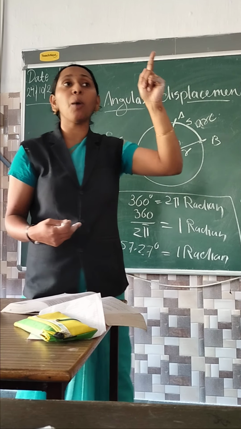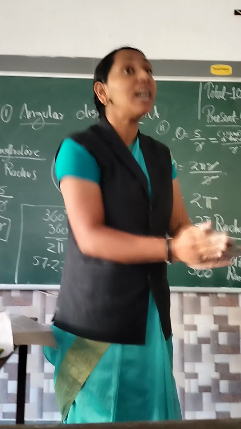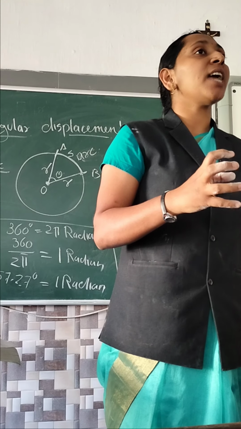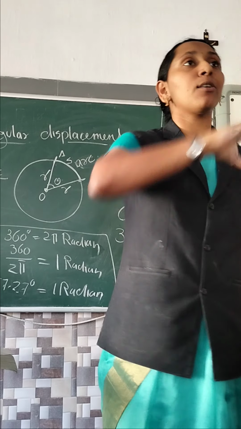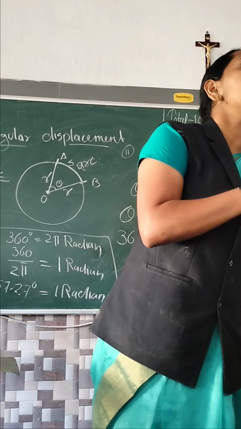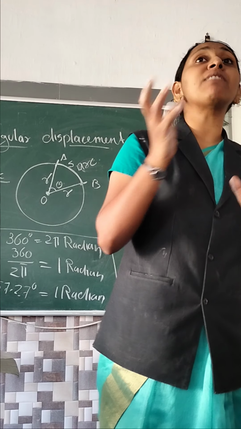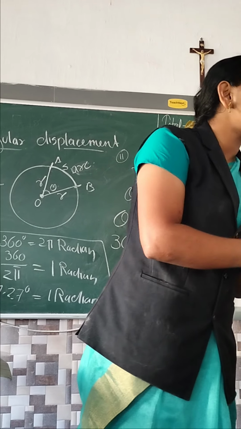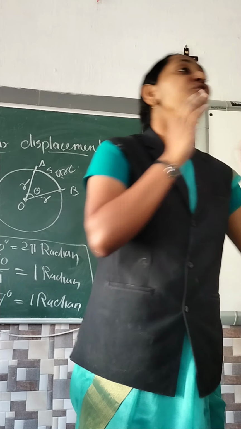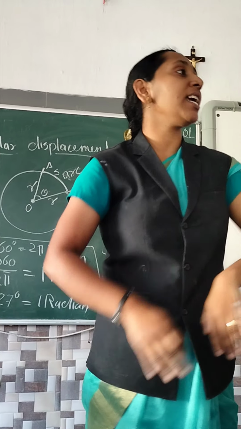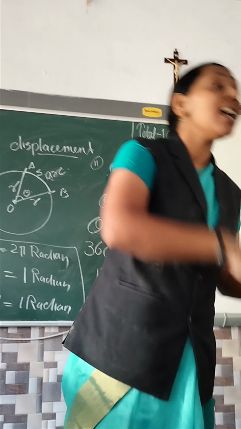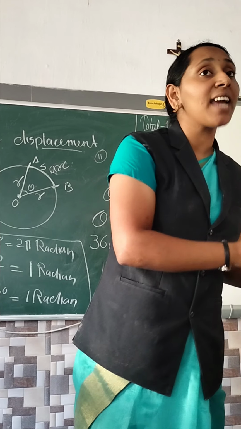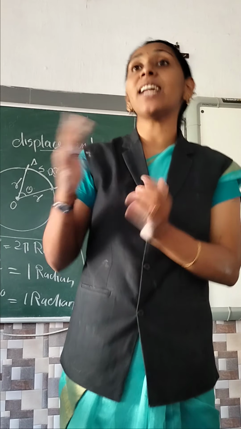That is the first topic of the chapter, angular displacement. Listen here, everyone, once more. Any object moving in circular or rotational motion, all the terms of the circular motion for that object will change. Distance becomes angular distance, displacement becomes angular displacement, velocity becomes angular velocity, and angle in degree becomes angle in radian.